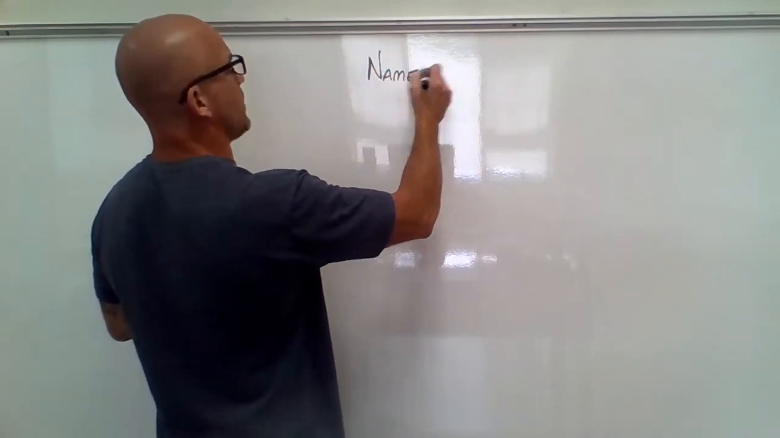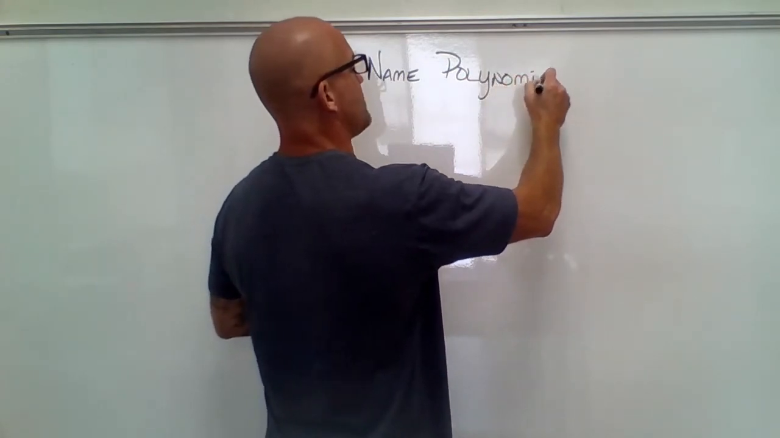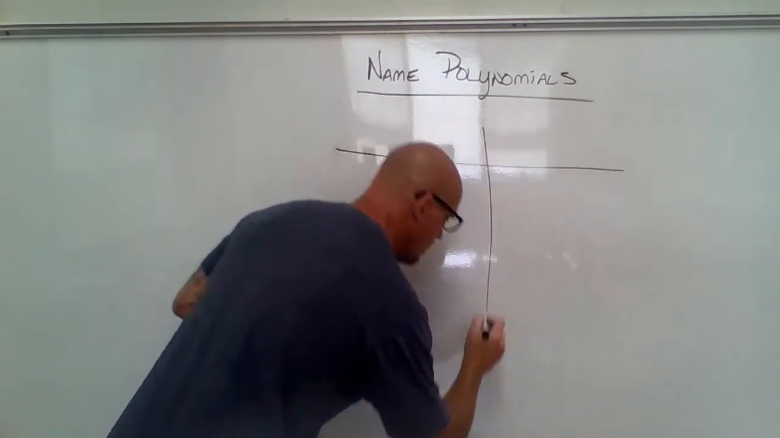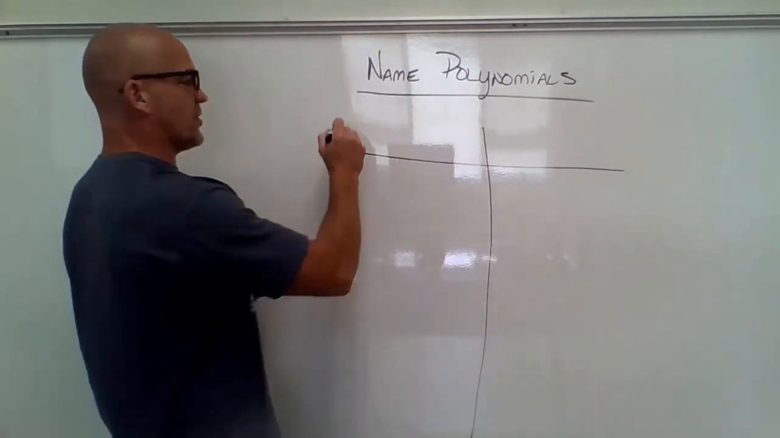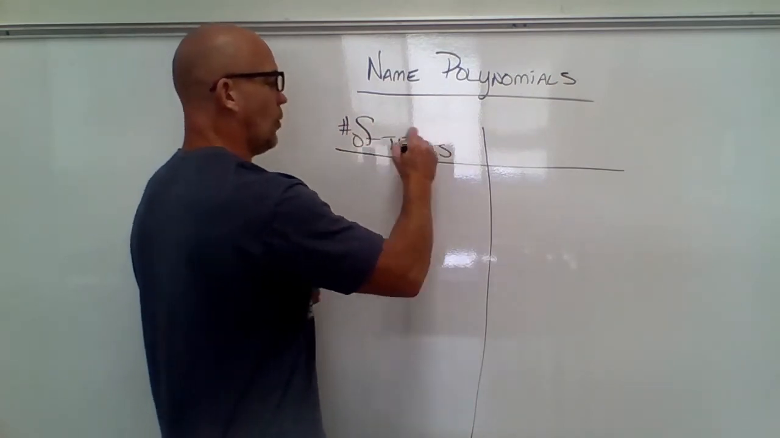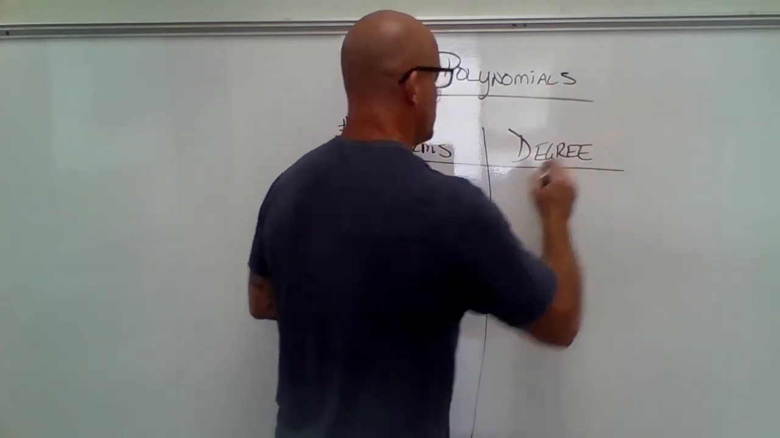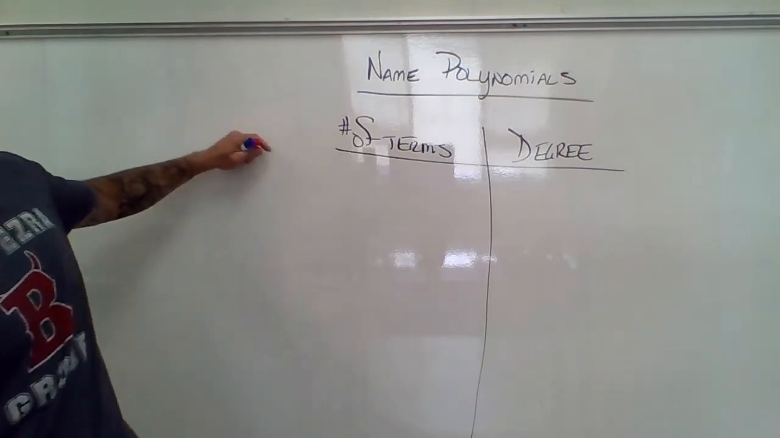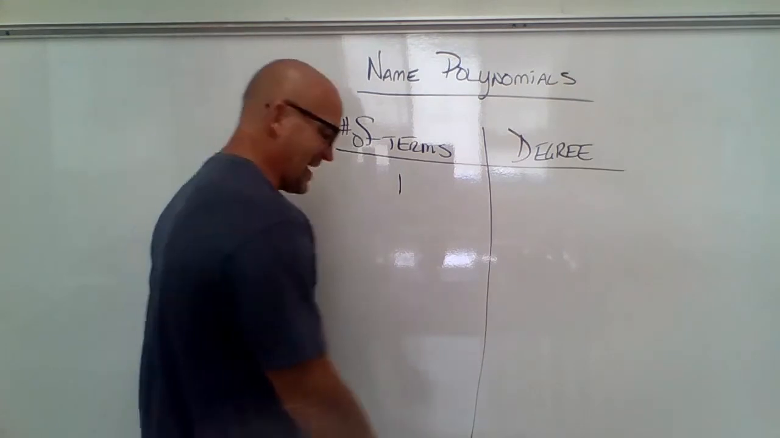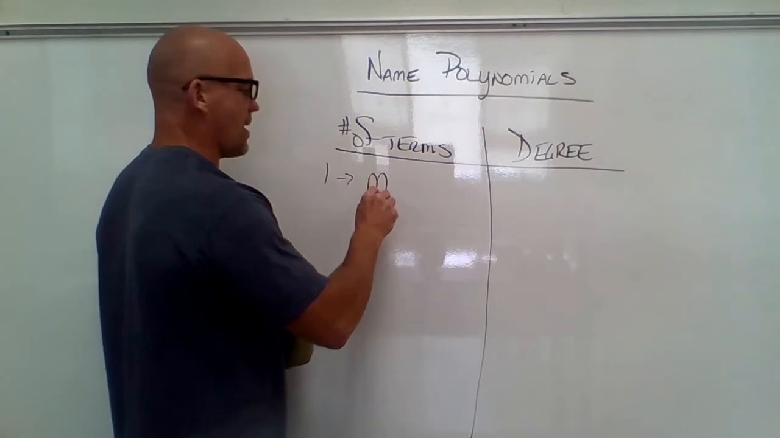And we are going to name these polynomials, not Bob or Jenny or things like that. We're going to name them according to two things. So we're going to make a little T chart here, so that the names come from either number of terms or from their degree. So, number of terms. If you have a polynomial and it only has one term, we only have one term. That means it is a monomial.